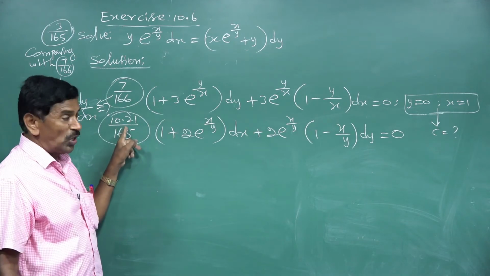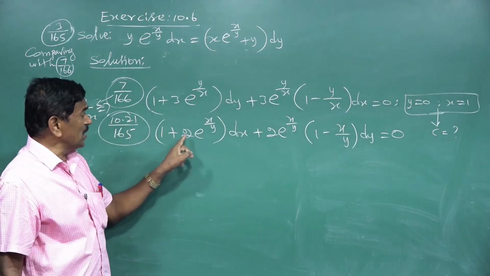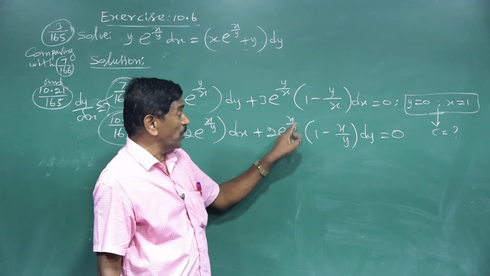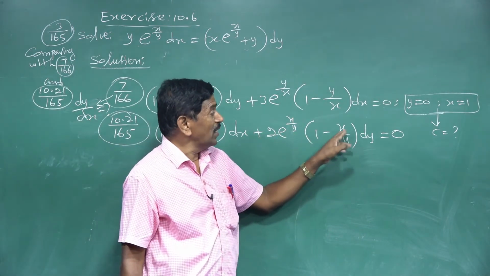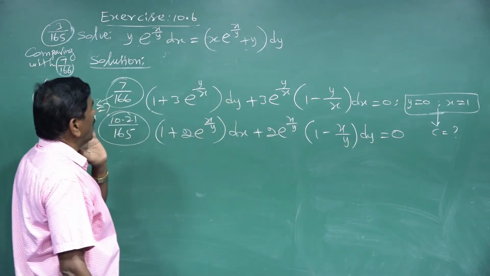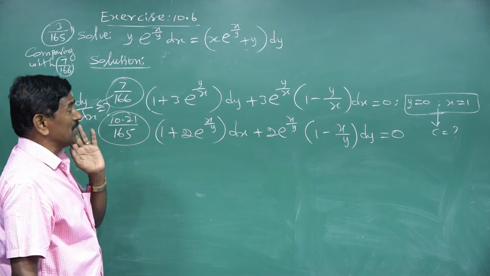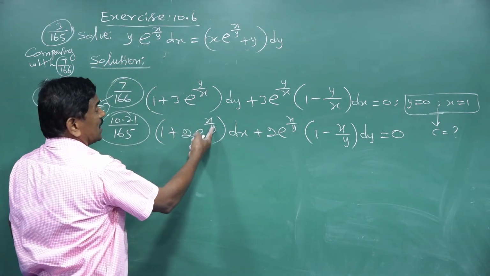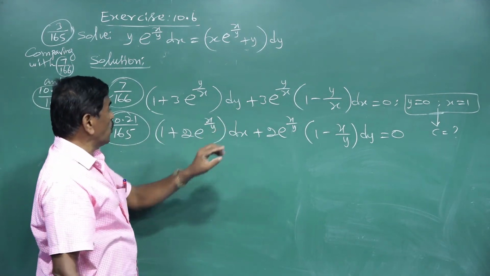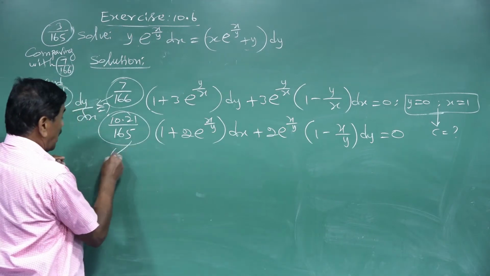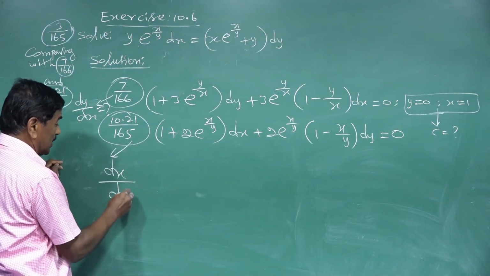Come to example 21. (1 + 2e^(x/y)) dx + 2e^(x/y)(1 - x/y) dy = 0. Okay. Here, any difference? Almost the same. Listen, here it is y by x, but there it is x by y. Example 21 has x by y. So for this sum, I want to make the form dx/dy equal to something.